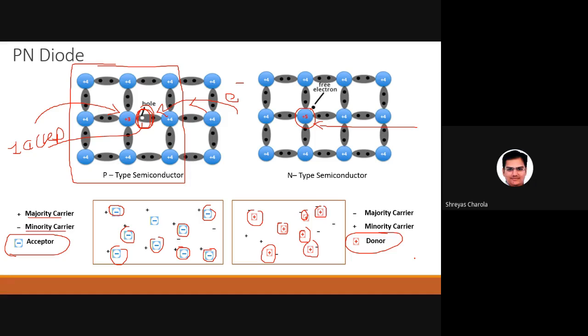Sir, is the charge of the donor positive? Yes. To whom is it donating? Okay, sir. Acceptor means it accepts, it is expecting an electron, so it is negative. Clear? Okay, sir. Yes. That's why I put the slide in front of you. Still, if anyone has a doubt, you can ask.